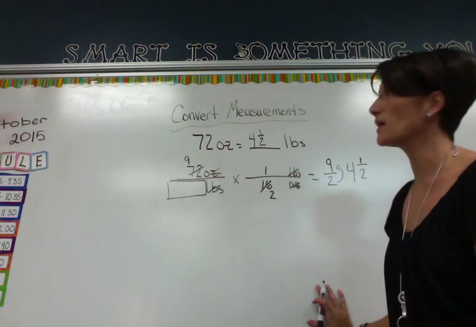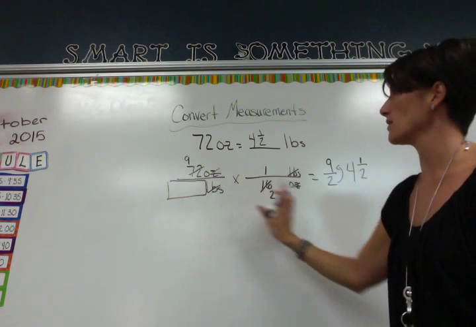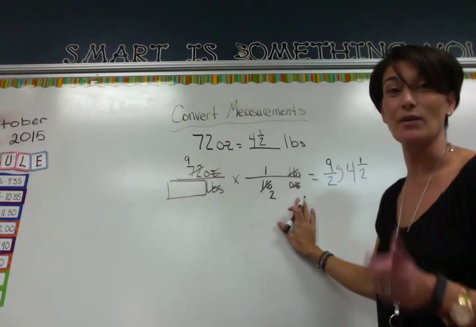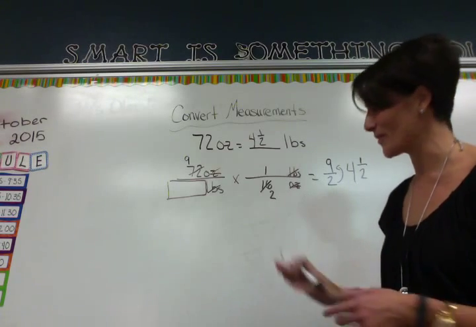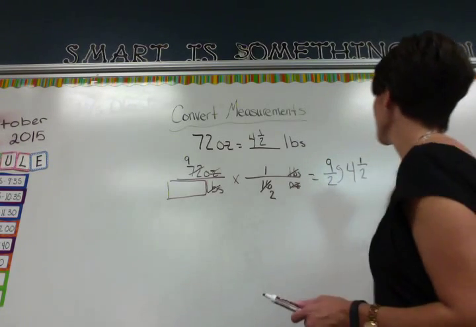The tricky part with solving converting measurement problems is to write the reciprocal on this other side, and it will help you because in division you have to write the reciprocal. All right, let me try another problem for you.